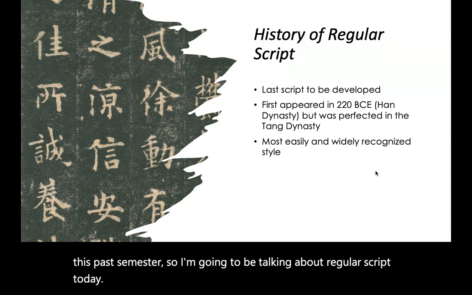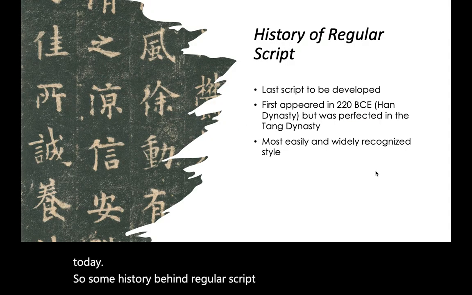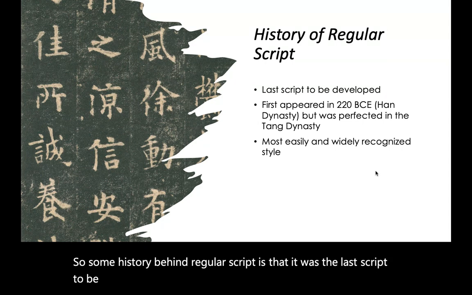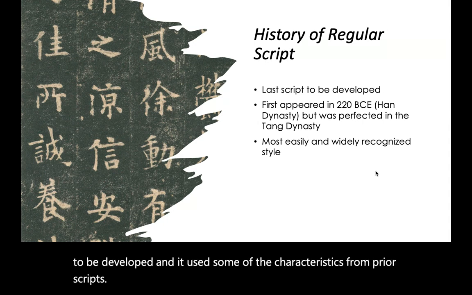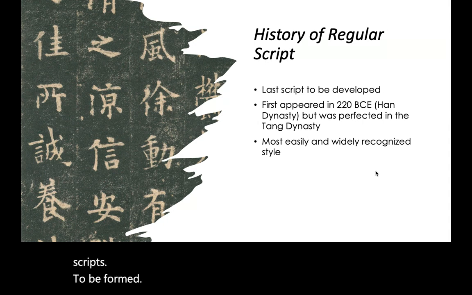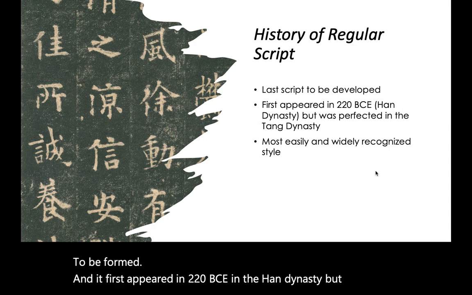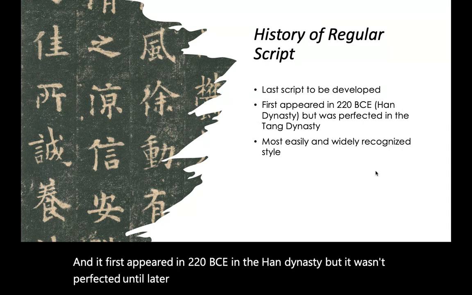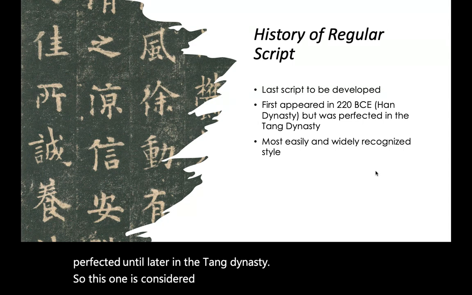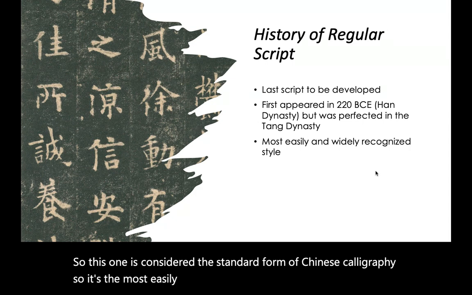Some history behind regular script is that it was the last script to be developed, and it used some of the characteristics from prior scripts to be formed. It first appeared in 220 BCE in the Han Dynasty, but it wasn't perfected until later in the Tang Dynasty. This one is considered the standard form of Chinese calligraphy, so it's the most easily and widely recognized style, and it's also used in textbooks.